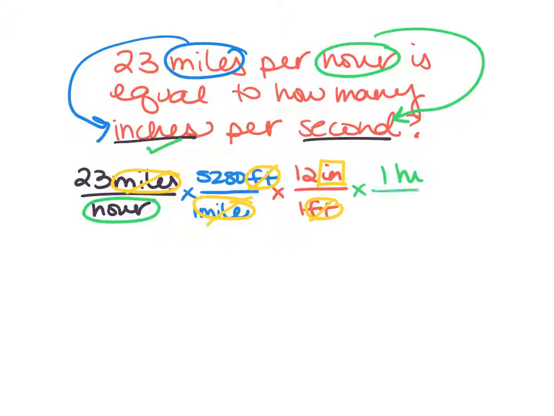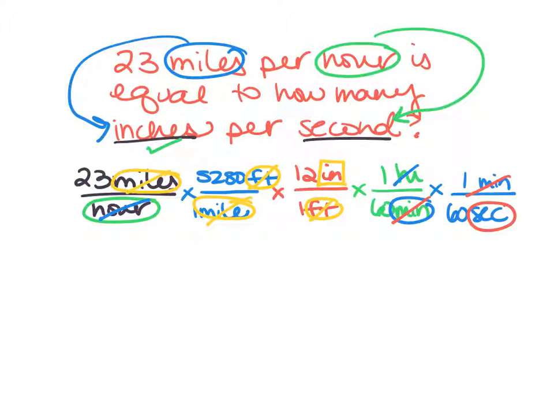So we'll say that 1 hour is 60 minutes. This hour cancels out, and this one way over here cancels out, leaving me with minutes. But I'm not looking for minutes, I'm looking for seconds. So I know I gotta have a minute on top, and I'm trying to get closer to seconds. So we'll say that 1 minute is 60 seconds. My minutes cancel out here, so I am left with seconds. So now I can multiply everything else I have together. I have 23 times 5,280 times 12 times 1 times 1.